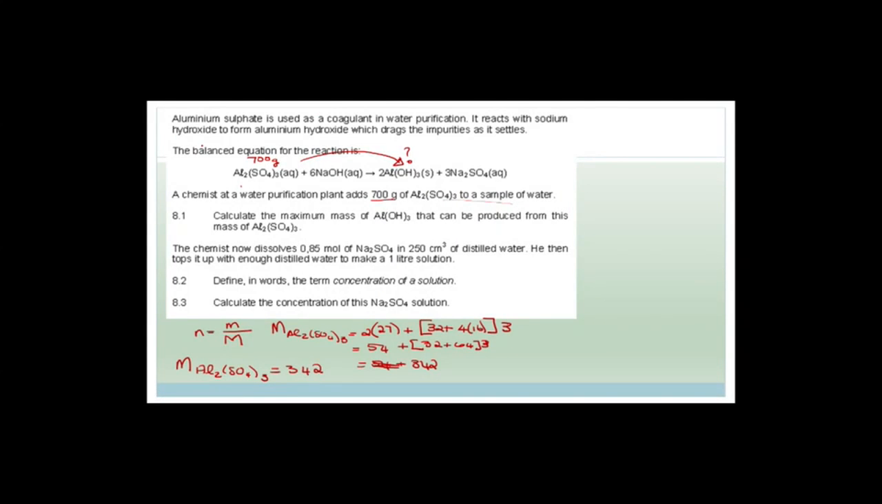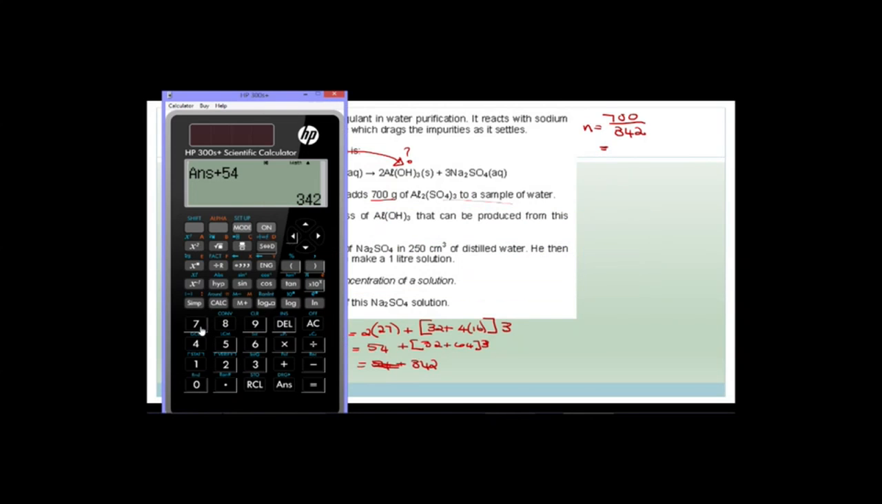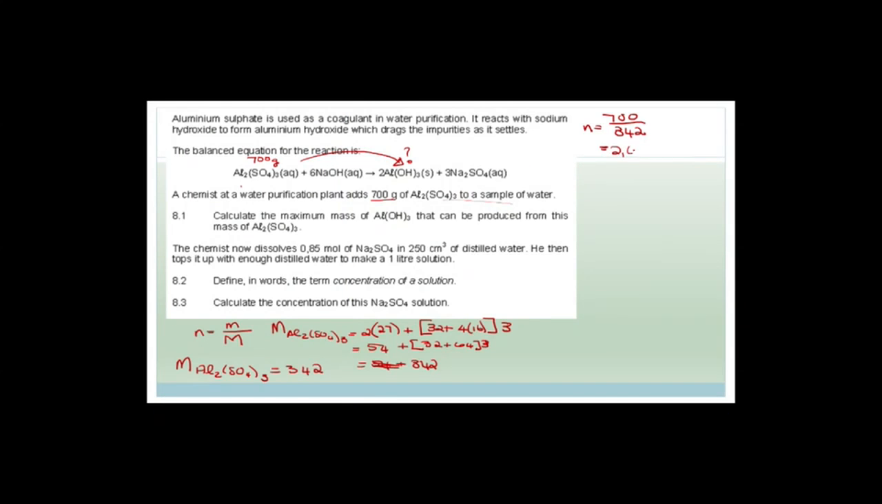So now we can get the number of moles. Number of moles is mass, which is 700, over the molar mass of 342. And that is going to give us what? 700 divided by 342 is 2.05 moles. So we have 2.05 moles of aluminium sulfate.